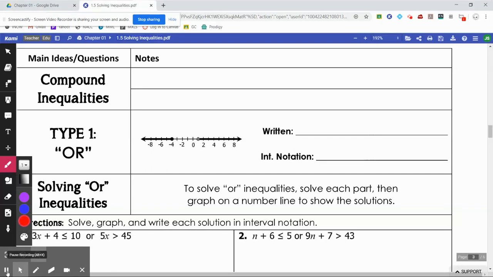Okay, in this video, we're going to be talking about compound inequalities. So, a little bit more complicated inequalities. A compound inequality would be two or more inequalities, sometimes you might have more, graphed on the same number line.